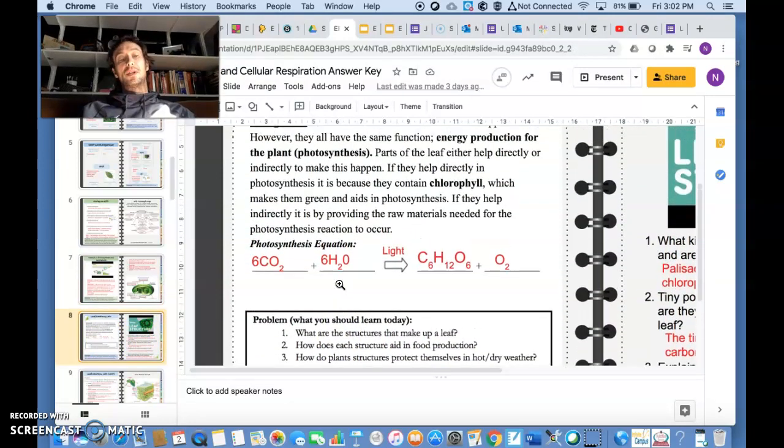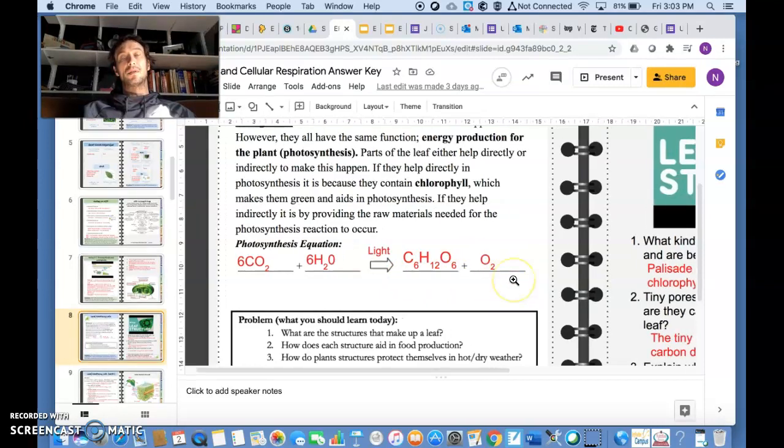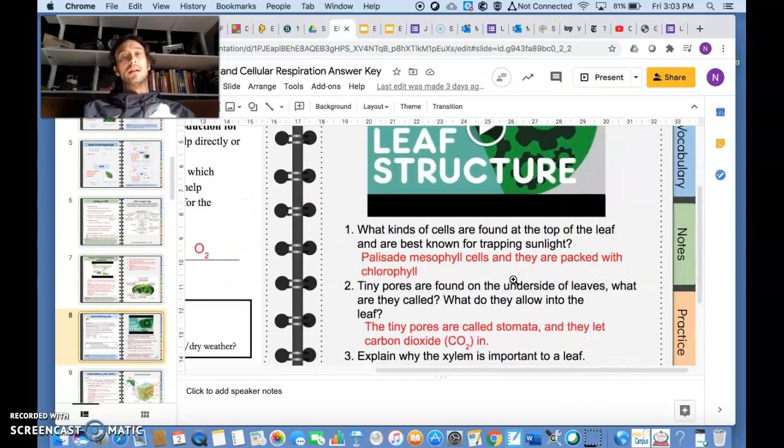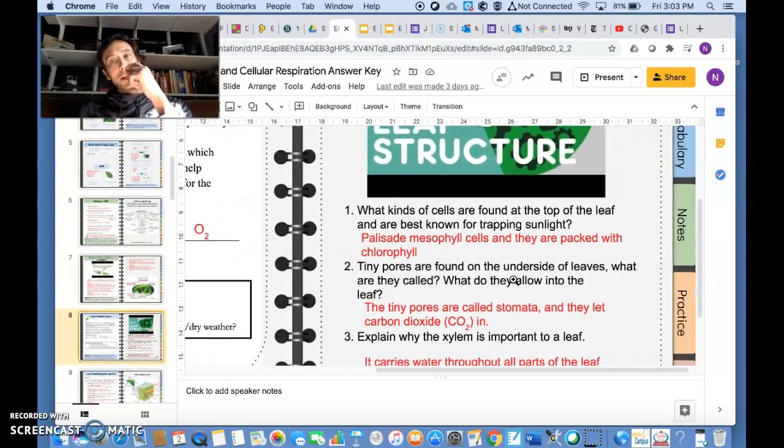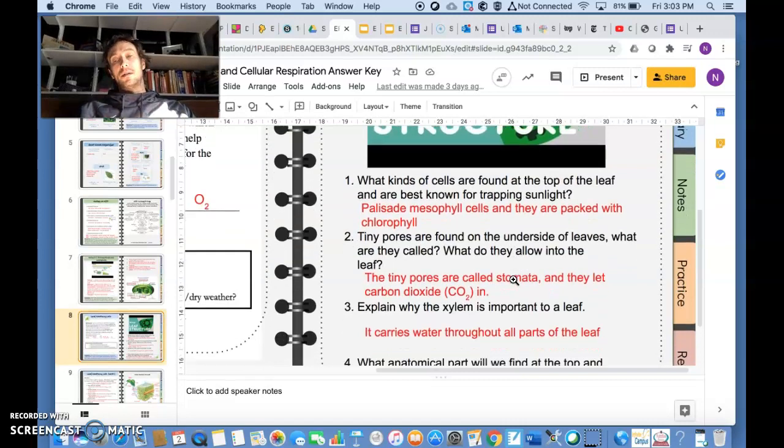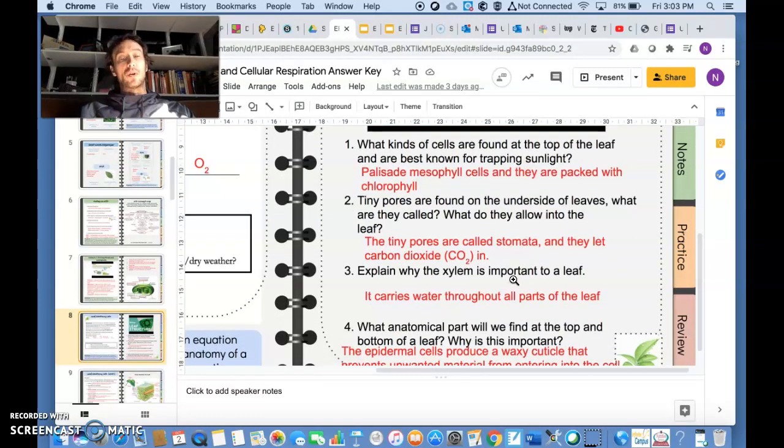So there's the chemical equation again. You take some carbon dioxide, some water, and in the presence of light, in the presence of chlorophyll, in the presence of a lot of enzymes, a lot of processes going on, you can turn out glucose and oxygen from the photosynthesis process. So, taking a closer look at how the solar panels of plants work, right?